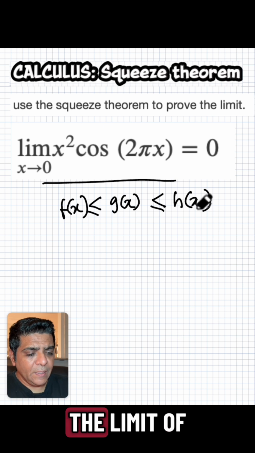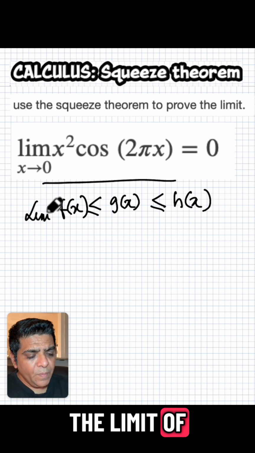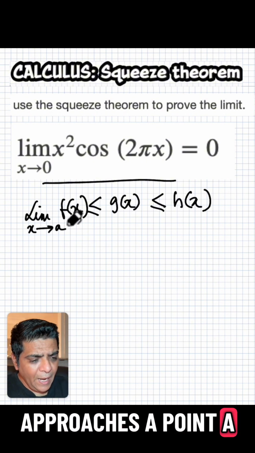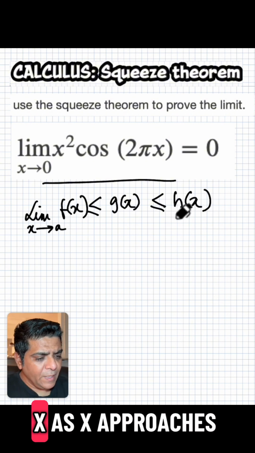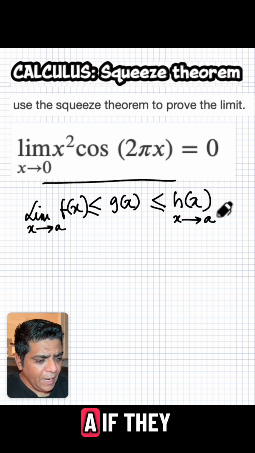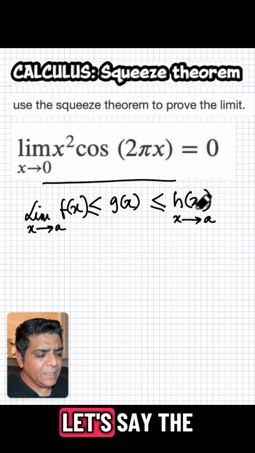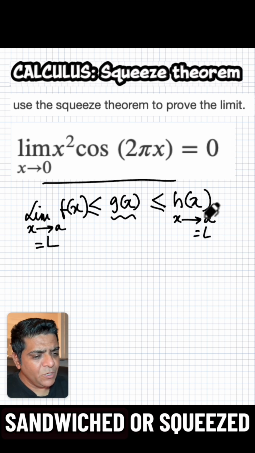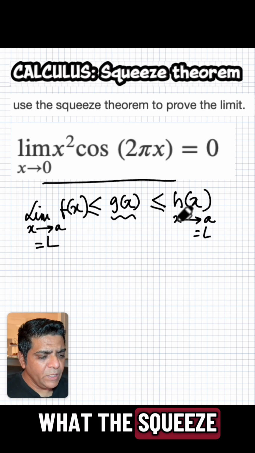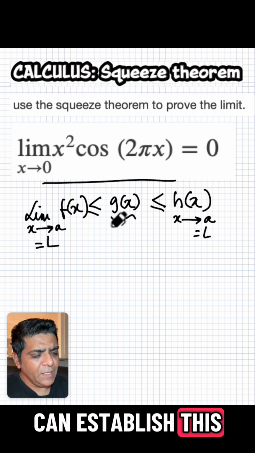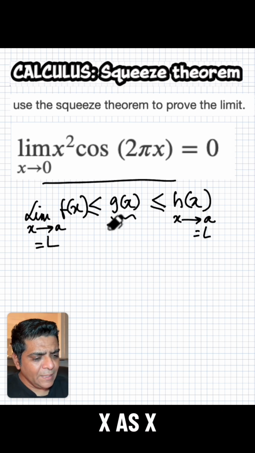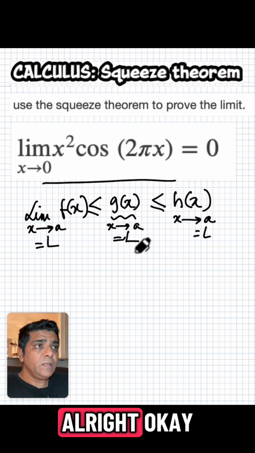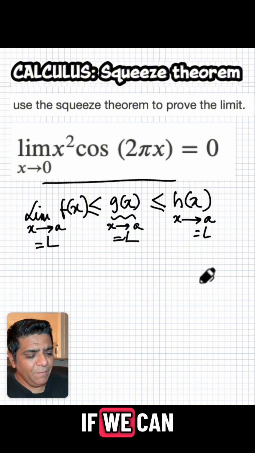And if the limit of f of x as x approaches a point A, and the limit of h of x as x approaches the same point A, are the same, let's say the limit is equal to capital L for both of them, then since g of x is sandwiched between h of x and f of x, what the squeeze theorem tells us is that the limit of g of x as x approaches A is also going to be equal to L. Having known that, now let's see if we can solve our limit.